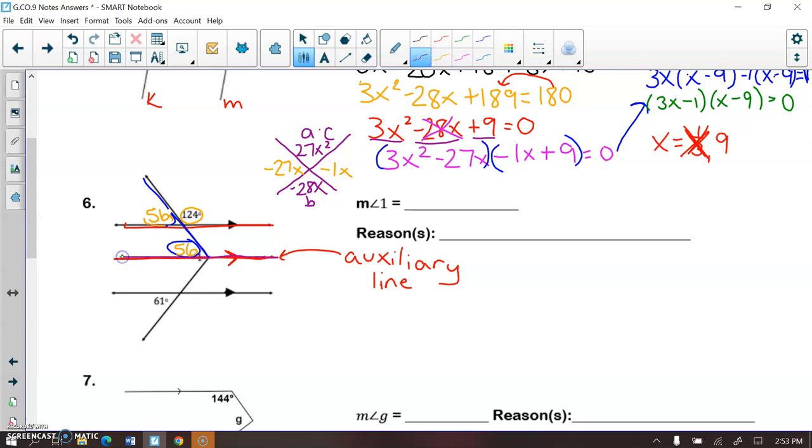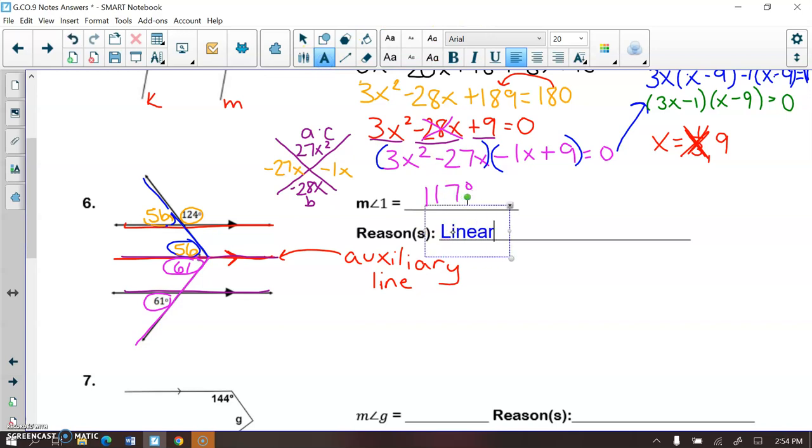Looking at these two parallel lines, the one that I drew in and the bottom one, by this transversal, this 61 degree angle and this part of angle 1 are corresponding angles. And corresponding angles are congruent when we have parallel lines. So that part of angle 1 is 61 degrees. So if I want to find angle 1, now I just add the two together. 56 plus 61 gives us that the measure of angle 1 is 117 degrees. I use two different reasonings. I used the linear pair theorem, and I used corresponding angles postulate.